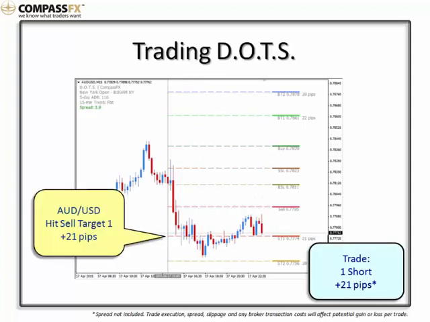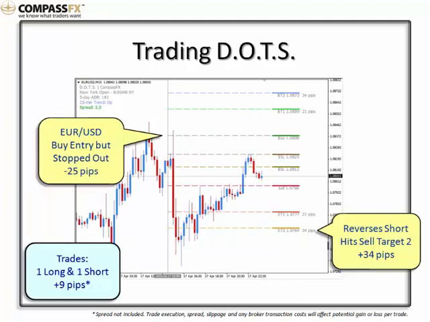In just one day of trading, I'm going to walk you through some trades. In this situation, we had the Aussie dollar move down from the open and hit the sell target number 1 for 21 pips. In the euro dollar, we see that the market actually reversed on us and stopped us out with a loss, but then continued to move on and settled near another target level. So in this case, one loss, one winner for a 9 pip take. Now this doesn't include spread and any transaction cost.